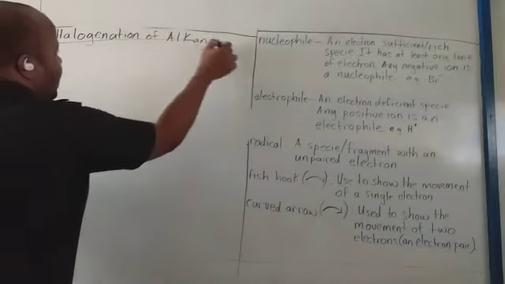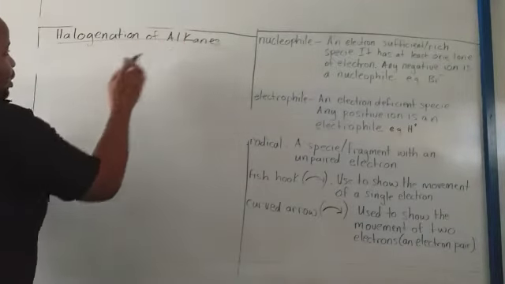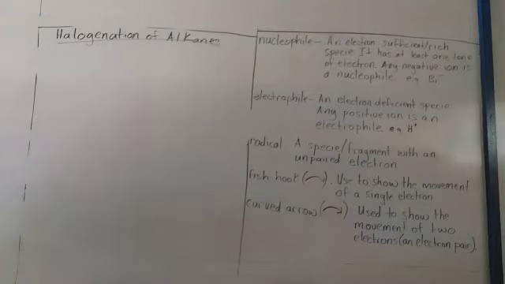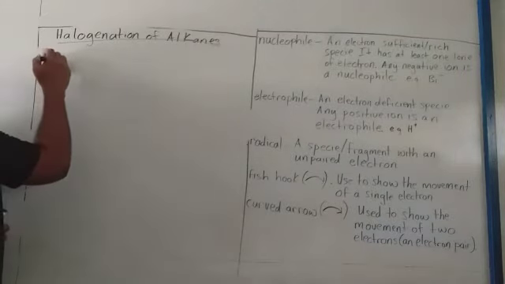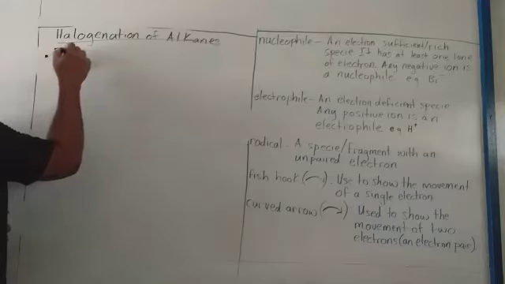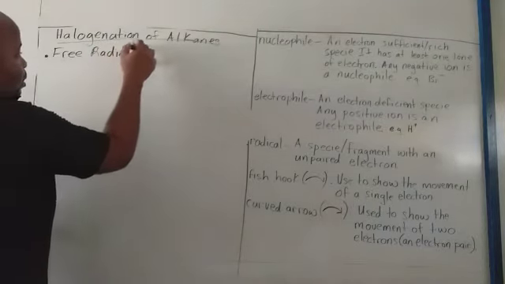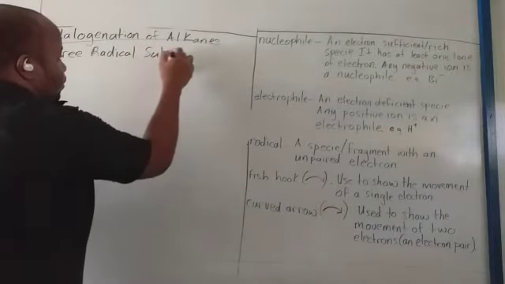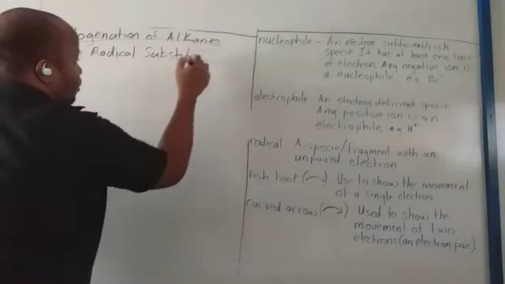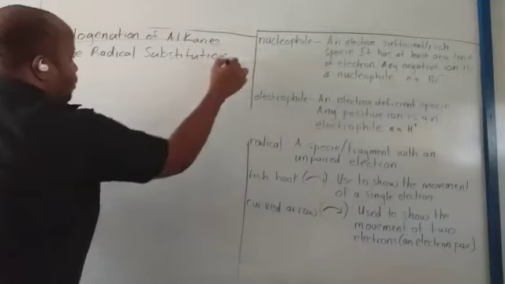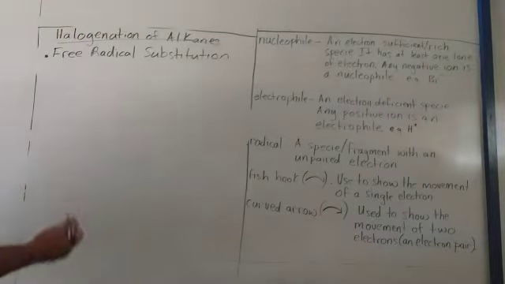So this is the name of the reaction, halogenation of alkanes. But the name of the mechanism is free radical substitution. Let's look at the example.